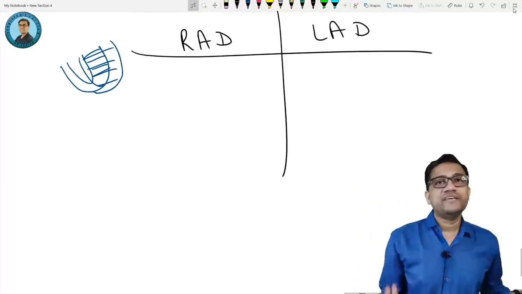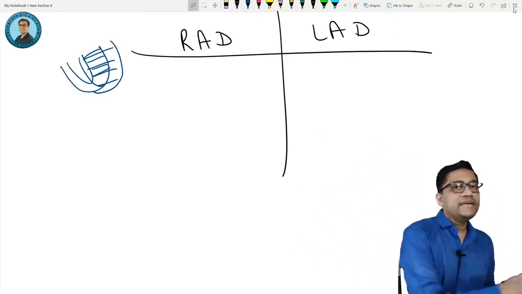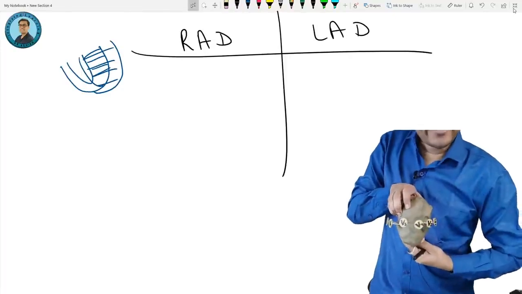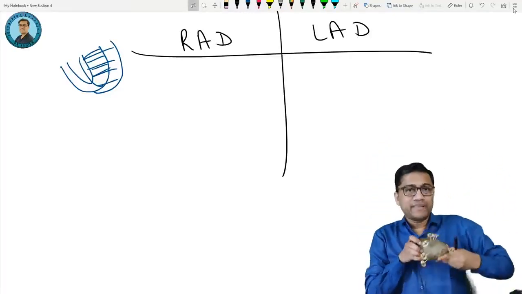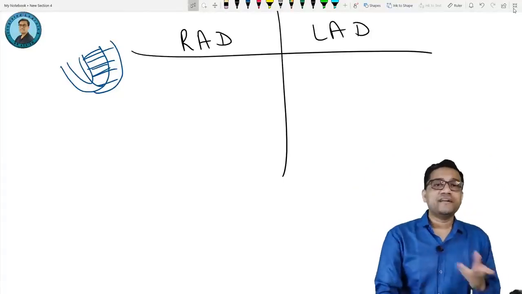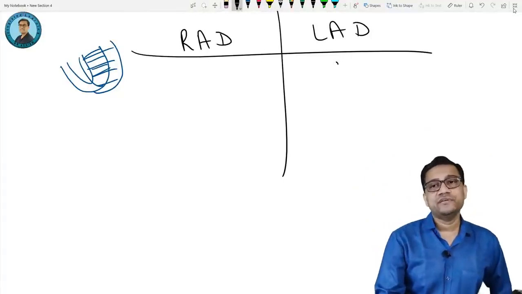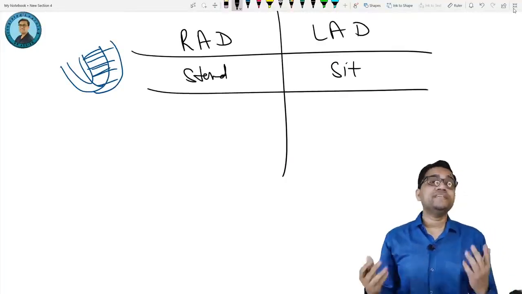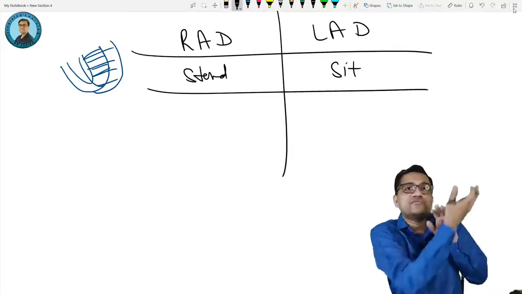So physiological, very easy. If I am standing, my heart will go like this. If I sit, the diaphragm goes up and the heart will go to the left side. So sitting, left axis, standing, right. So sit and stand. Then pregnancy, diaphragm goes up. So again, heart will shift to the left side.